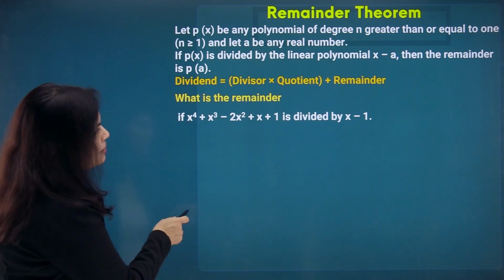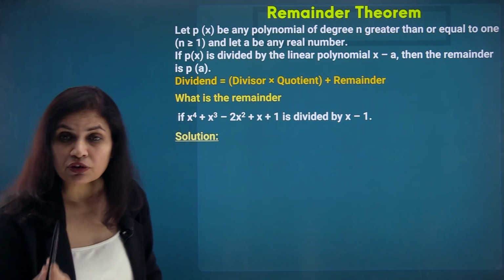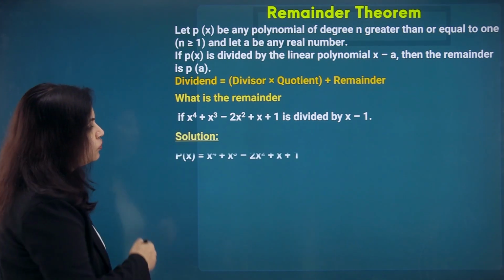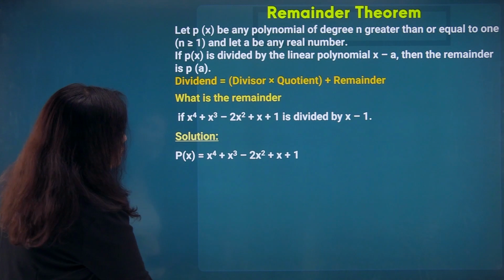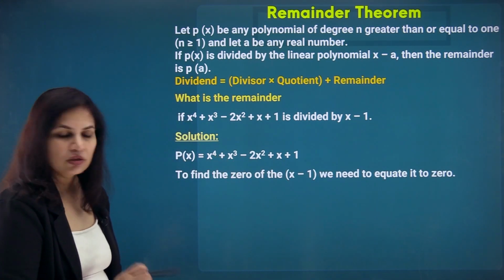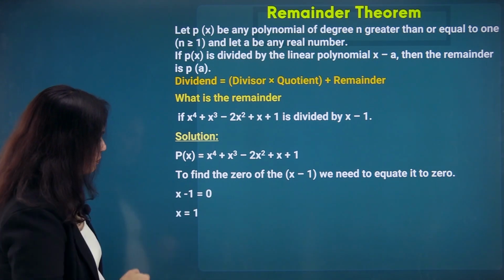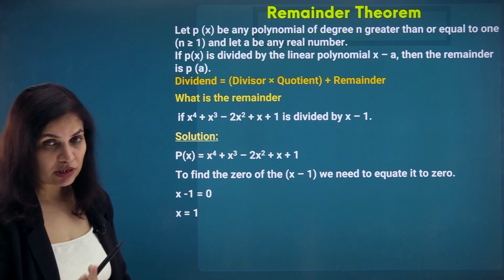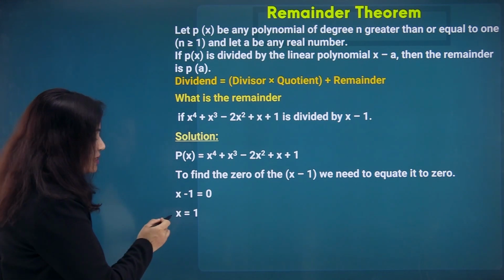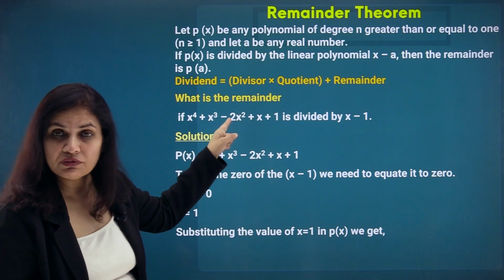The first step is we'll first find the root of the linear polynomial. Now, to find the root or the 0 of the linear polynomial, I'll put x minus 1 equal to 0. Now, putting x minus 1 equal to 0, I'll get the root of the polynomial as x equal to 1. Now, I'll simply substitute this value of x equal to 1 in the given polynomial which has to be divided.